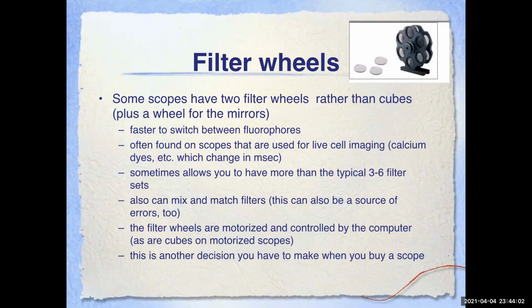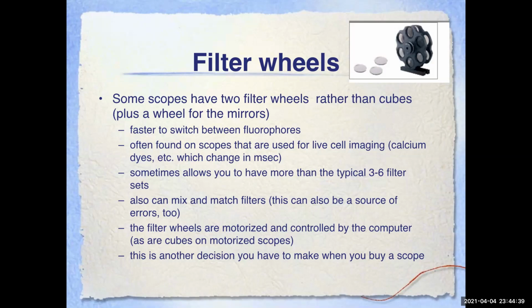So a scope that is set up for live imaging can change the filter sets really fast by not having a cube. And you can also end up with more options. There's a danger here, because you look at that little set of two wheels up there, you can easily make a mistake and pair the wrong set of filters together. So instead of having the emission filter and excitation filter that you want, you can end up with something completely crazy, because usually you can key in any combo that you want.